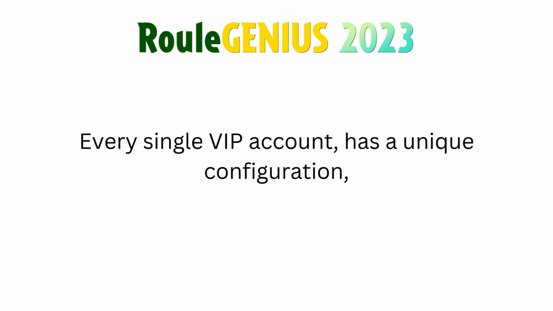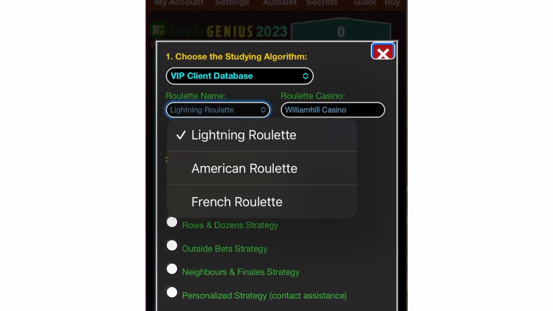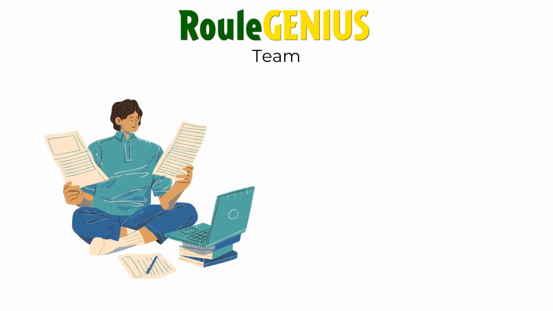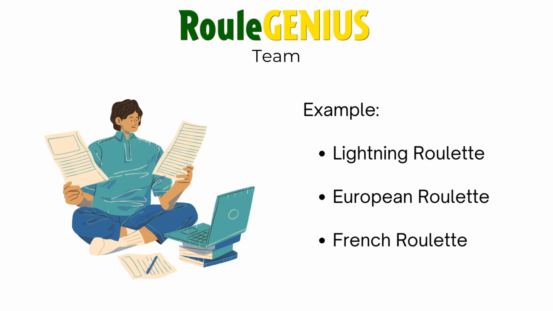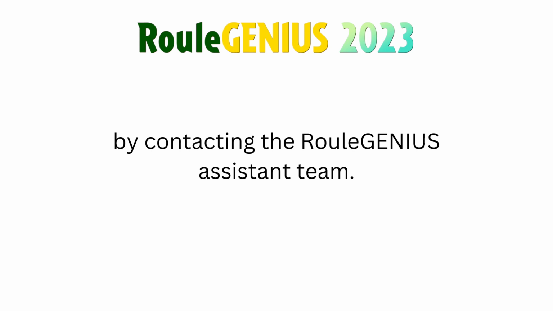Every single VIP account has a unique configuration, so the option you can see in this account, like Lightning, American, and French Roulette, will be different than the one you have. Your VIP account will include the roulette names and casino brand where you play. When you buy a VIP account, you will be asked to provide up to 3 different roulette names and casino brand websites. The RouleGENIUS assistant team will study the algorithm of the 3 roulettes you provided and will upload it into your specific VIP account needed for the RouleGENIUS predictor. You can change any of these 3 roulette options at any time by contacting the RouleGENIUS assistant team.